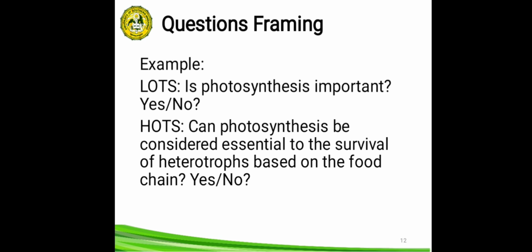In the lower order thinking skill, you can see that the question framing there only focuses on the lower level of Bloom's taxonomy, wherein it focuses on basic recall and basic understanding. Unlike in higher order thinking skills, our question framing focuses on the higher level of Bloom's taxonomy, wherein students will be able to analyze, evaluate, and create. You can start a question in higher order thinking skills, if you're going to create a binary question, with the words can, does, should, or is it possible.